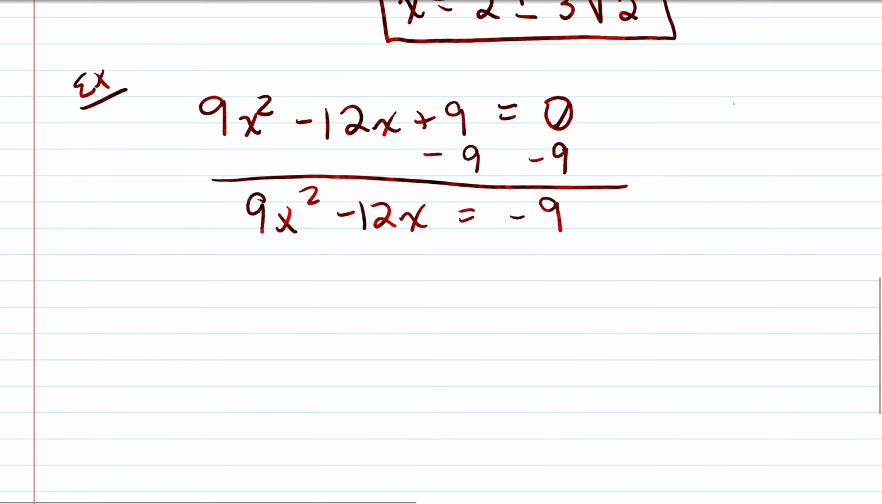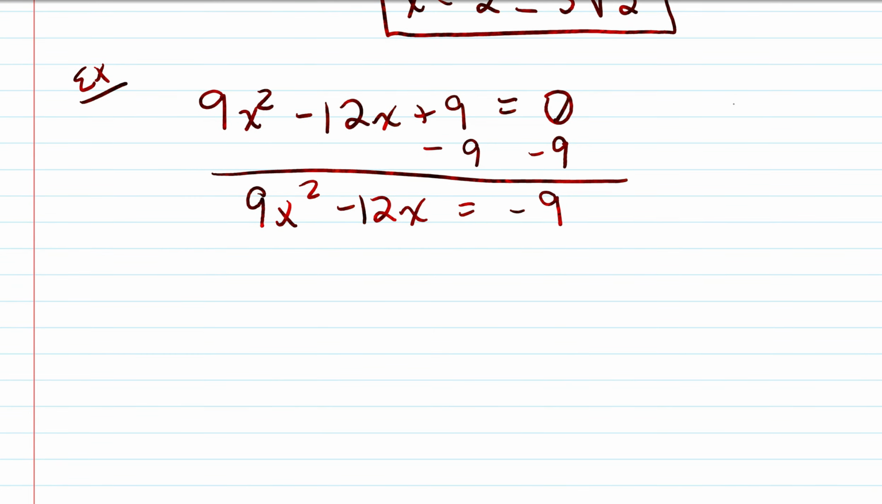If you go back to the steps, just go back a little bit, you'll see the second step said that the leading coefficient should be a 1. If not, you have to divide everything by whatever it is. So it's a 9 right now, right? So we divide everything by that 9 in front of that x^2. Divide by 9, divide by 9.